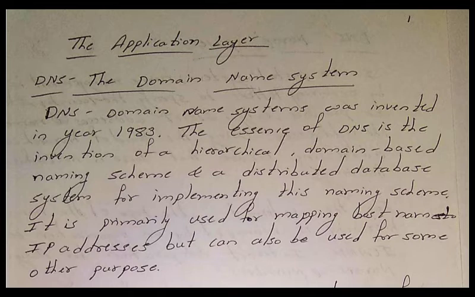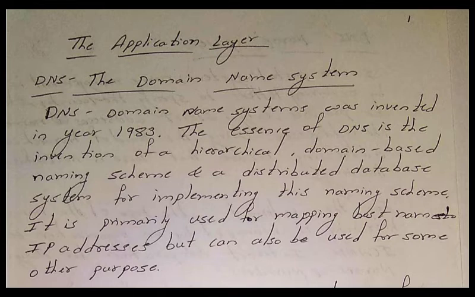Is it clear? So this is the main thing here, the background work, how it is going to be implemented. Today we are going to study this topic, that is DNS, the domain name system. This DNS was invented in the year 1983. The essence of DNS is the invention of a hierarchical domain based naming scheme. Is it clear? So you got that idea. Hierarchically you have to name the domains.